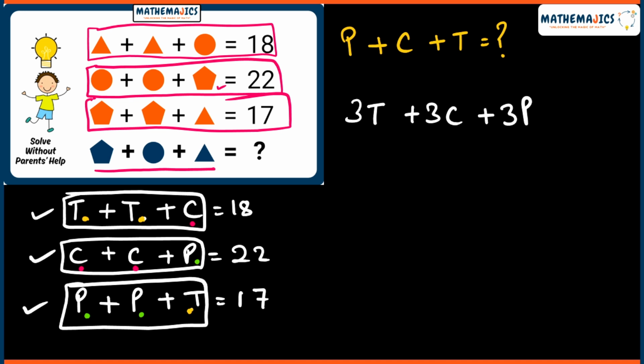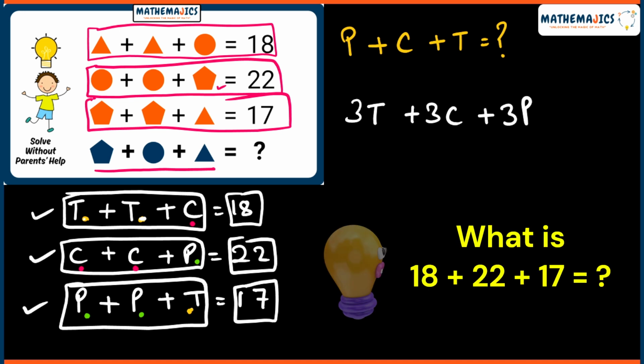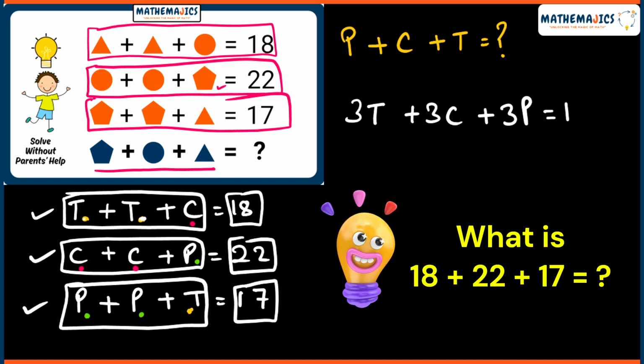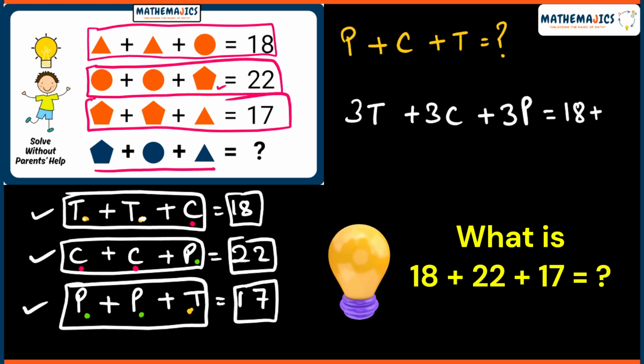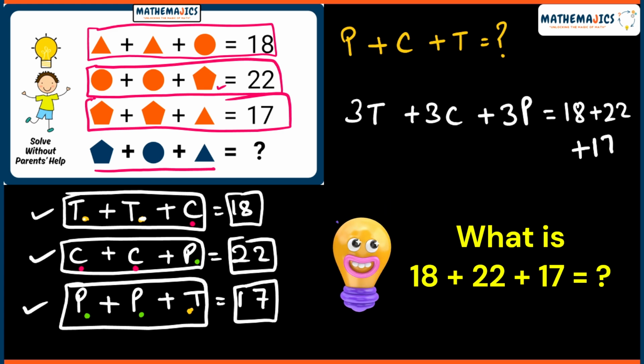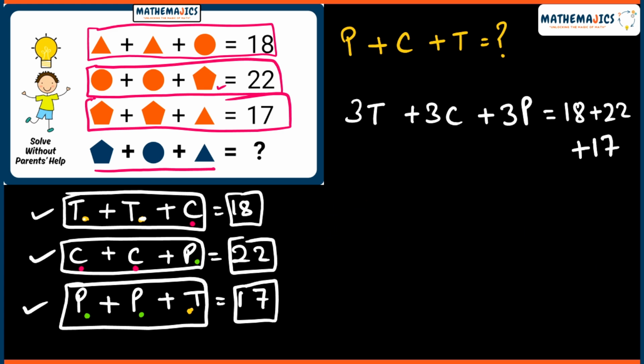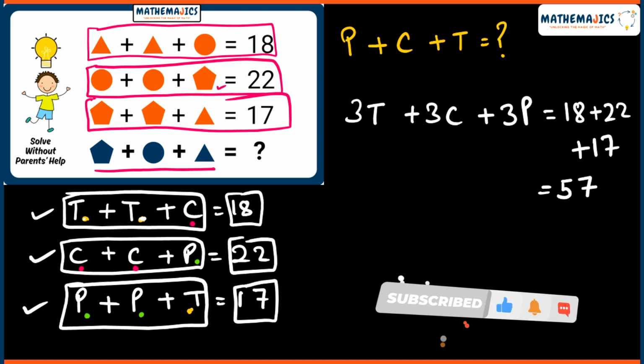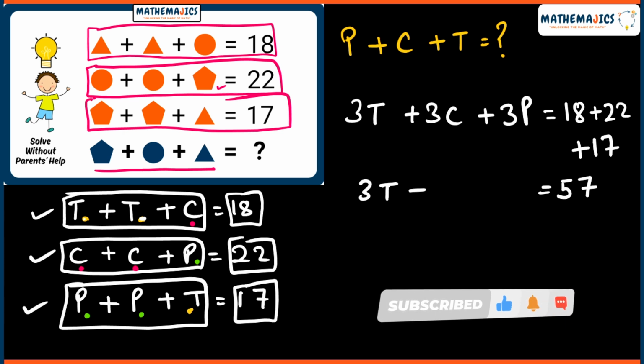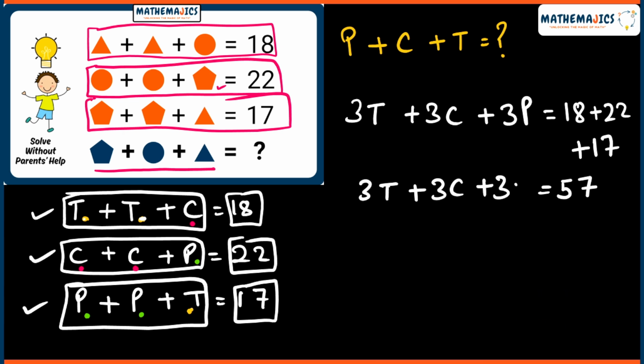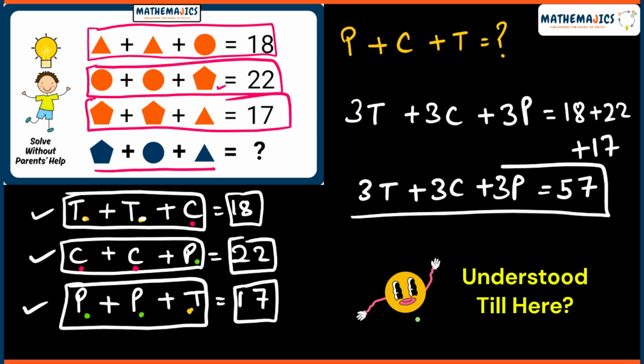Correct? Now if we are adding the left hand side, we should add the right hand side also. Yes. What we will get if we club 18 plus 22 plus 17? On the right hand side, we will be adding these three numbers. So what is 18 plus 22 plus 17? This is 57. So that means 3T plus 3C plus 3P gives us 57. Okay. I hope you have understood till here.